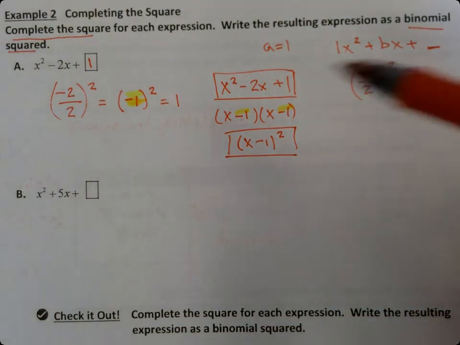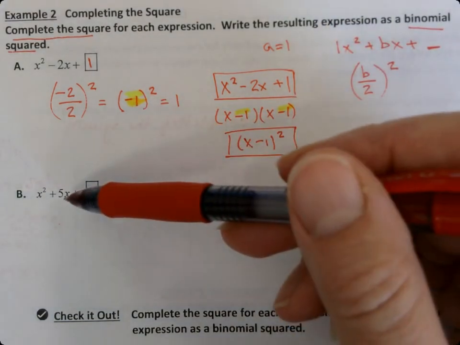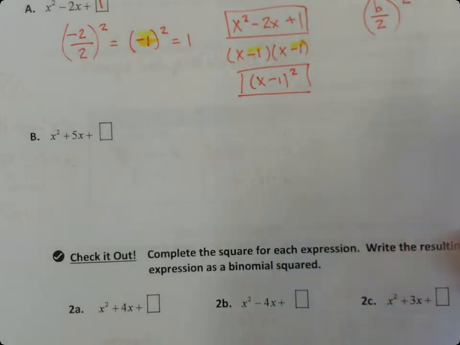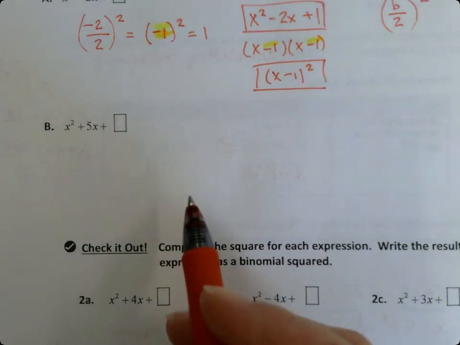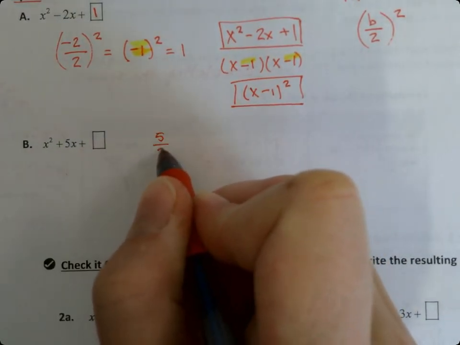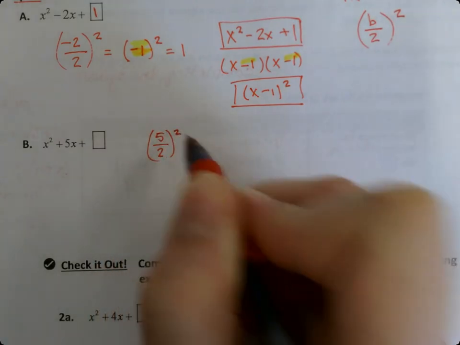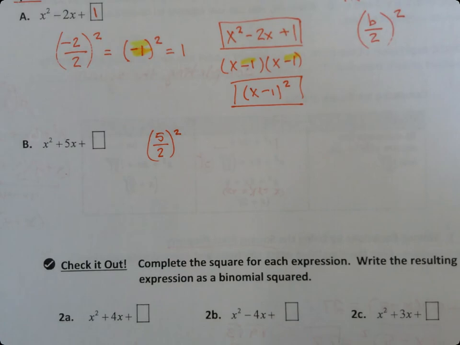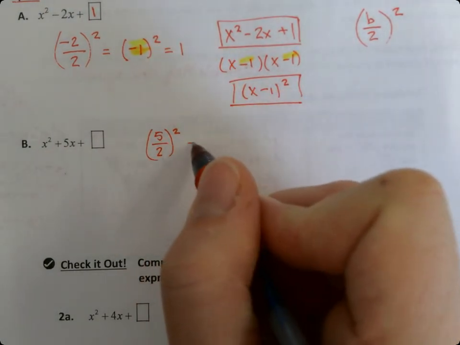All right, why am I showing you this idea? Well, sometimes you're not going to get a nice number, so you have to keep the fraction. So if you look at this next one, I am going to take 5, and I'm going to divide it by 2, and then I'm going to square it. Now, a lot of us want to take 5 divided by 2 and do 2.5. I don't want that. I want to keep the fraction. All right, what's 5 squared?